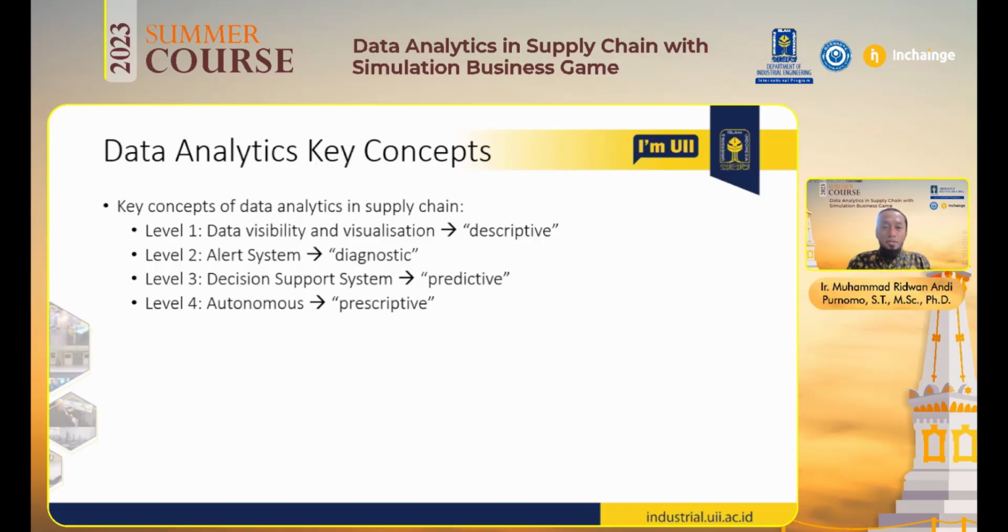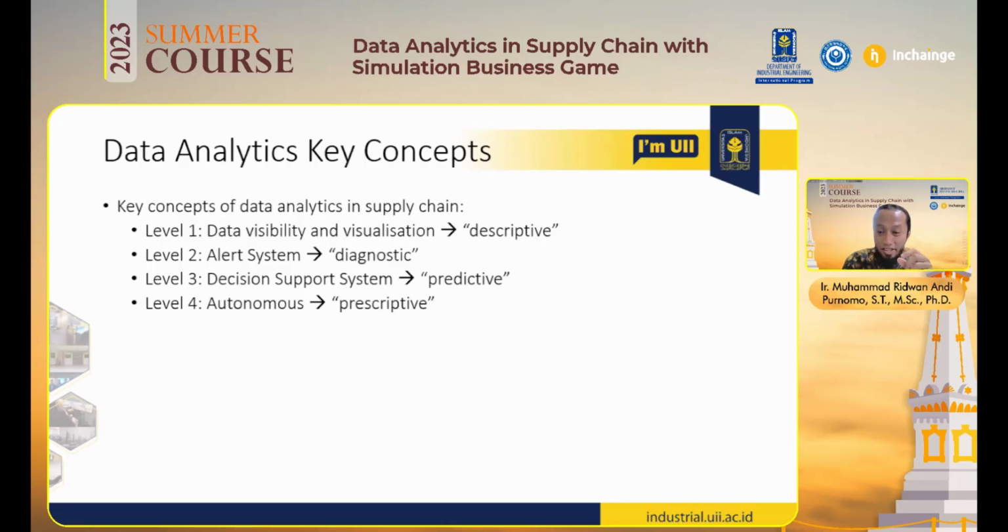The second level of data analytics, the system can give us an alert system, can diagnose the condition. So as a decision maker, we can make decisions based on that alert. Sorry, this is diagnostic. Sometimes maybe we have an abnormal condition, then based on the second level, we can see the abnormal condition.